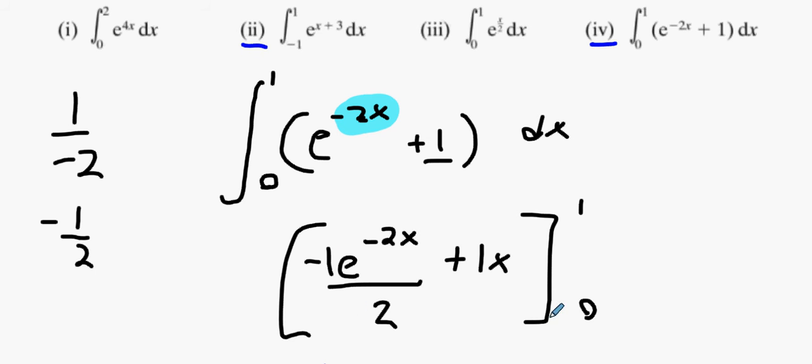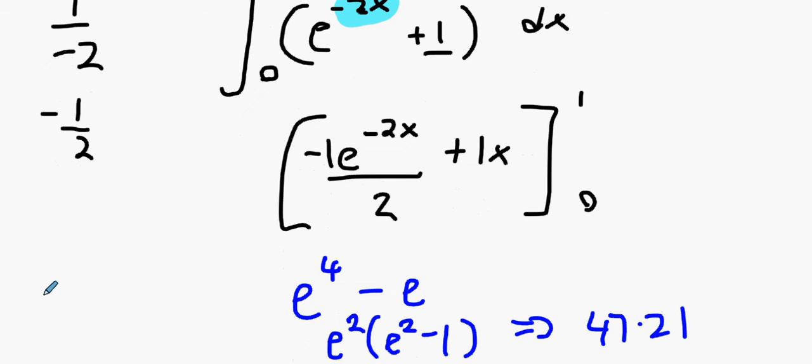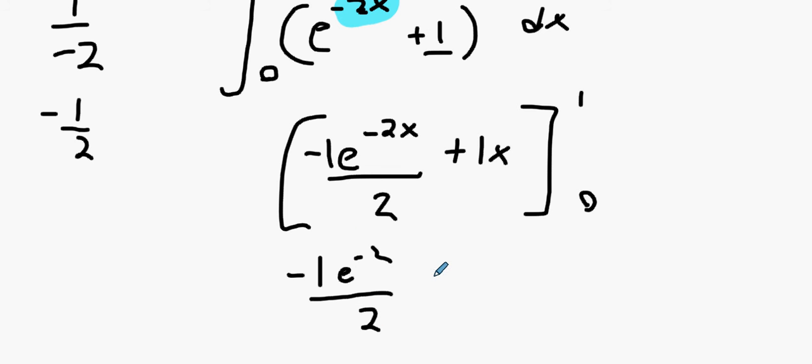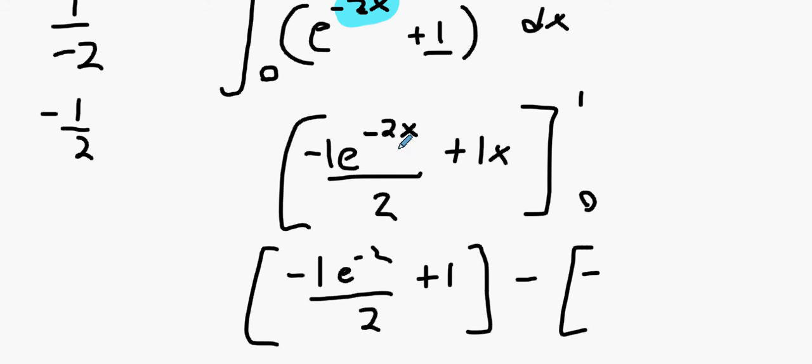Now, okay, what do you get next? What do you plug in next, Connor? First you plug in 1. And then the other part? Plug in 0, take that away from 1. So 1 minus 1 e to the power of 0 over 2 plus 0.